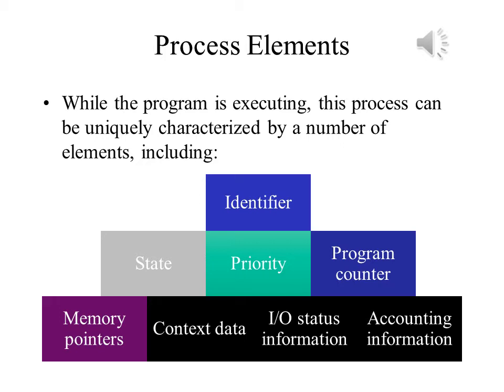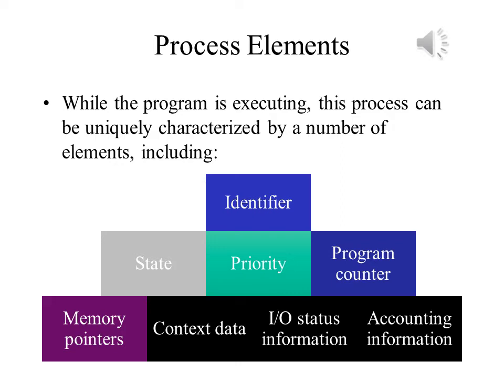process to distinguish it from all other processes; state. If the process is currently executing, it is in the running state. Priority. Priority level relative to other processes. Program counter. The address of the next instruction in the program to be executed. Memory pointers include pointers to the program code and data associated with this process, plus any memory blocks shared with other processes.